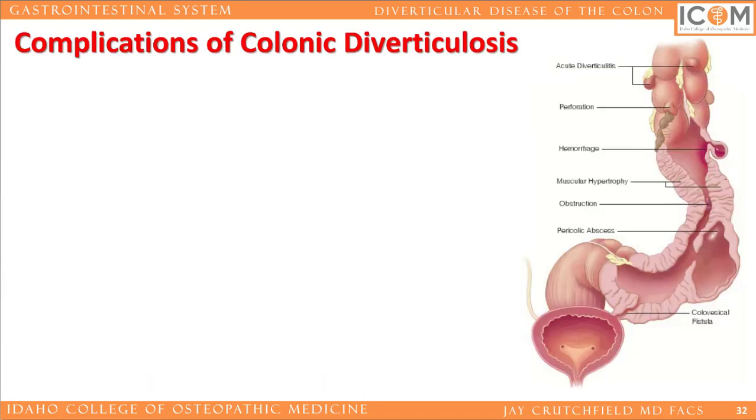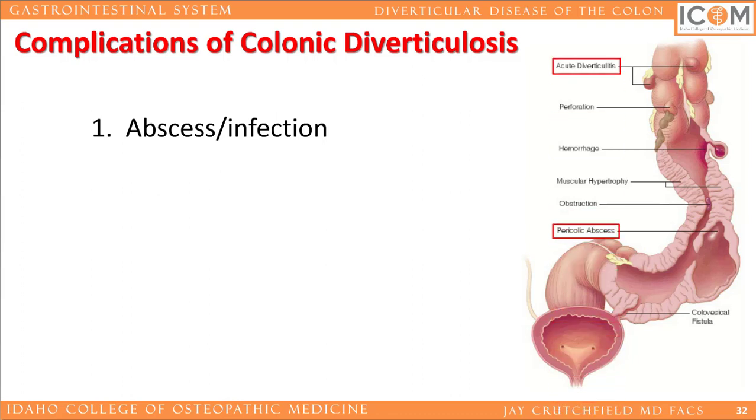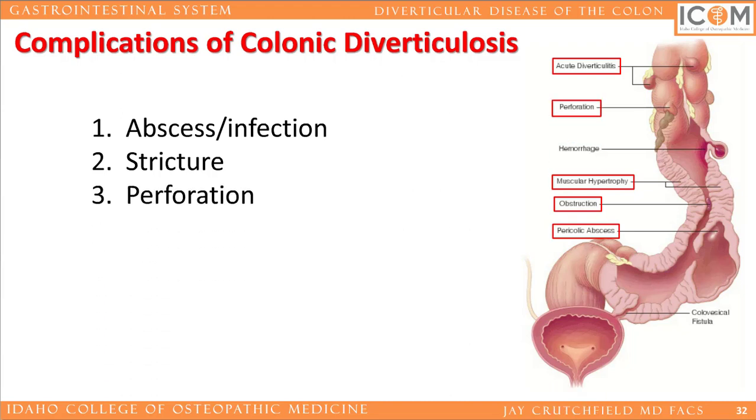Thus, here we see an image showing us the common complications of diverticular disease. Number 1, an abscess as the result of localized infection. Number 2, stricture formation, as a result of long-term inflammation. Number 3, perforation of the diverticulum either into the mesentery, where it is contained, or free into the peritoneal cavity, where it can cause peritonitis and sepsis. Number 4, bleeding from non-inflamed diverticuli is relatively common in the elderly patient. And of course, number 5, fistula formation between the colon and adjacent organs.